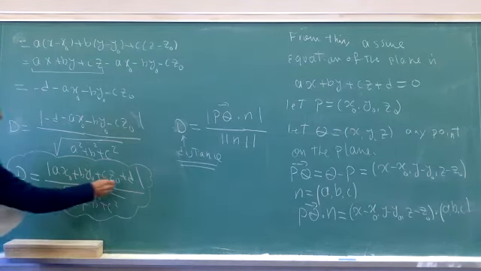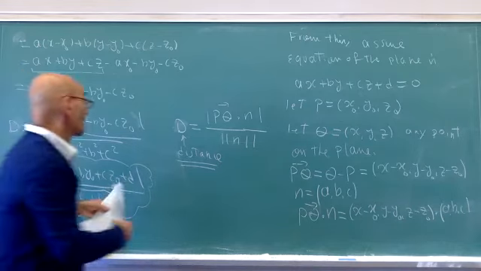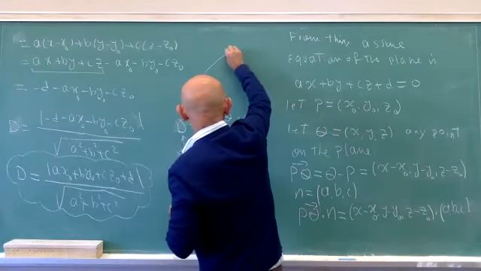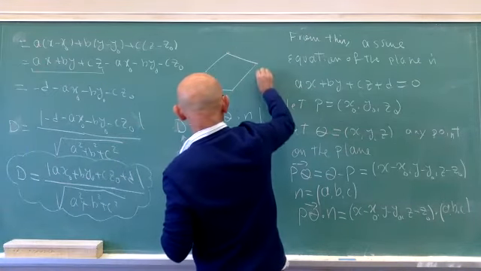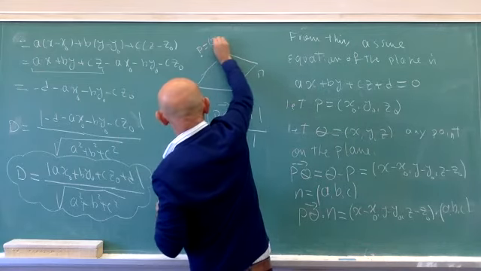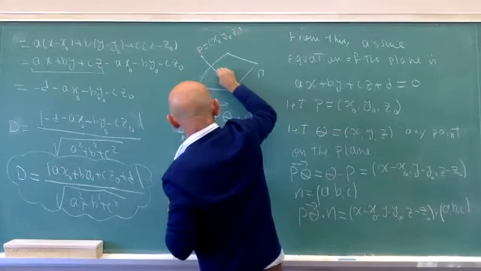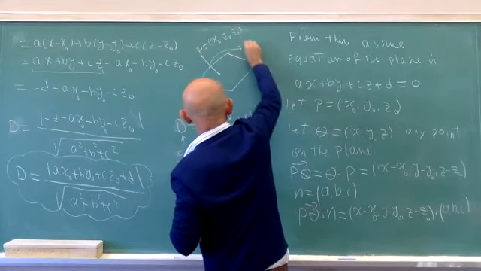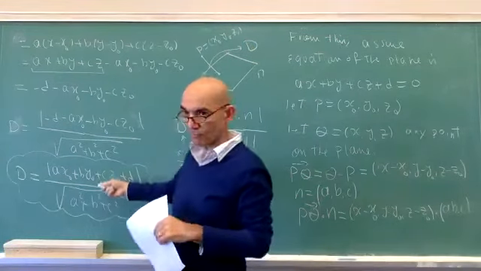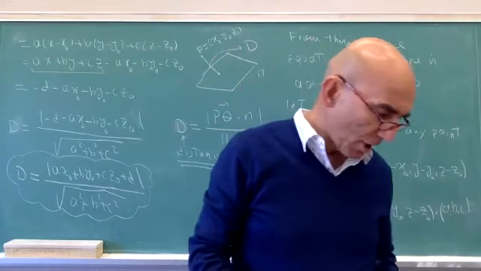This is a more practical formula for finding the distance between a plane and a point outside the plane. So remember, the situation was like this. This was a plane, right? And this was the point P, which has coordinates x0, y0, z0, and we drop this line and call this distance d. That's the formula. Any questions or comments about this?